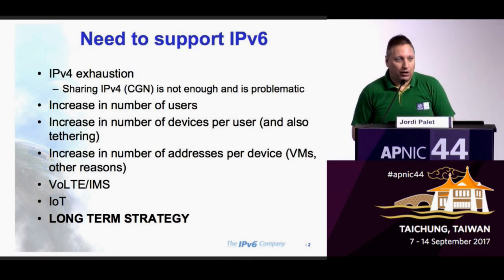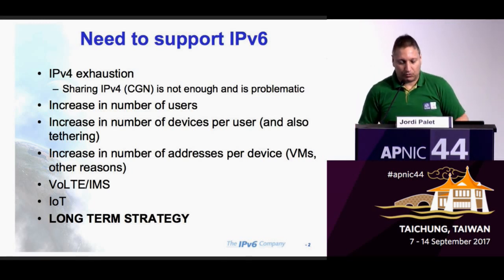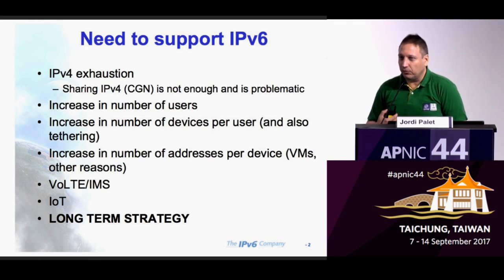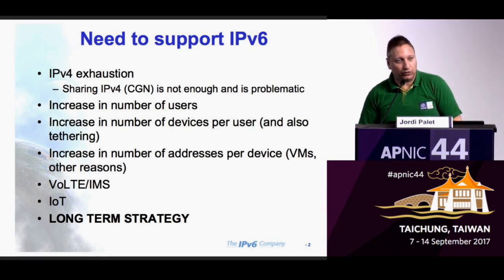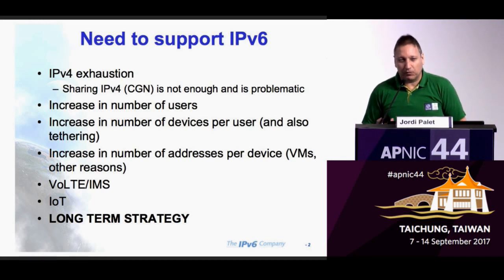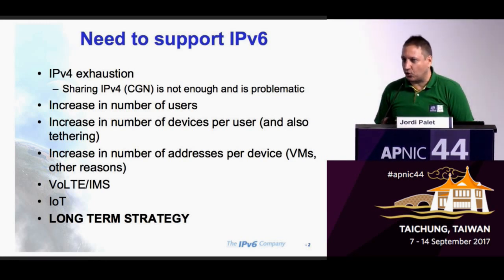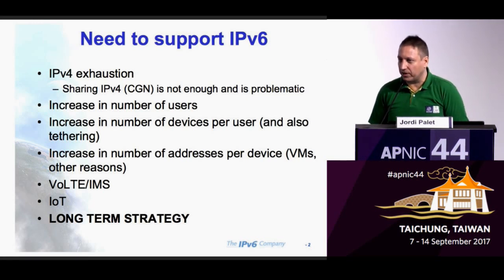We also have a continuous increase in the number of users, so that's another reason for needing more addresses. And we also need to remember that even if you are using a smartphone, it's more and more common that people use tethering to provide connectivity to other devices. So again, the same problem. You have a single IP address shared among different users, reducing the number of ports. How are you going to support more and more devices being connected by tethering to this network?